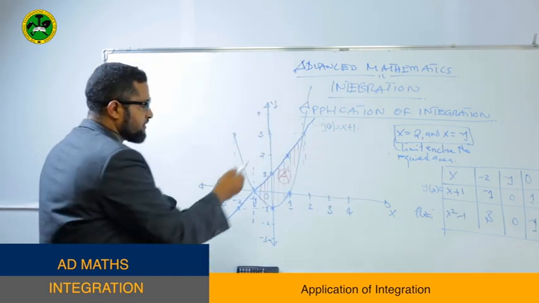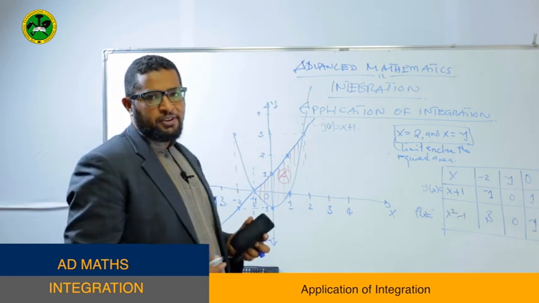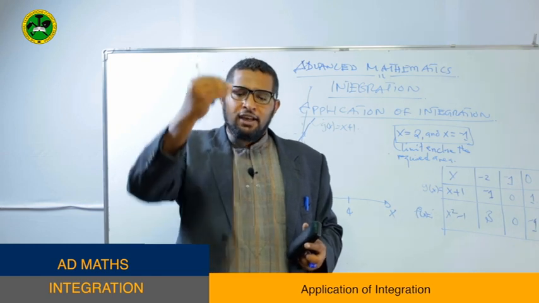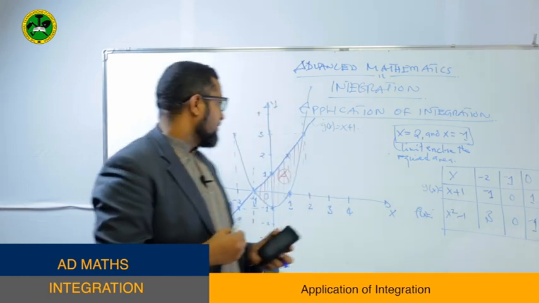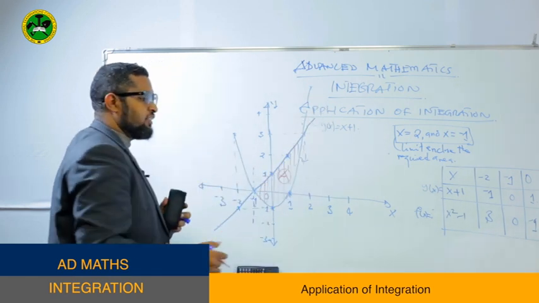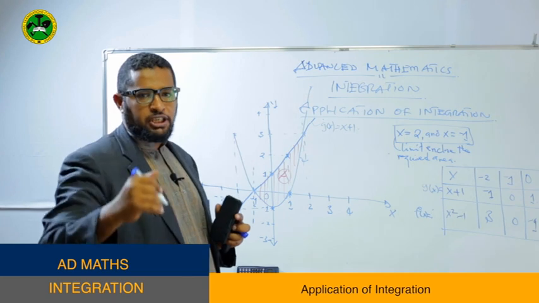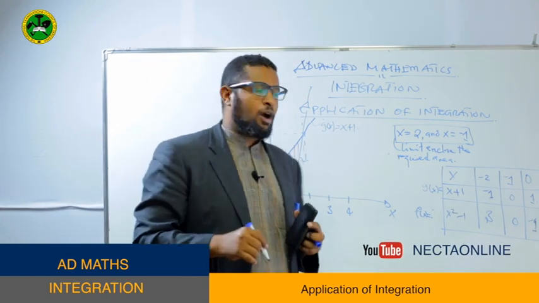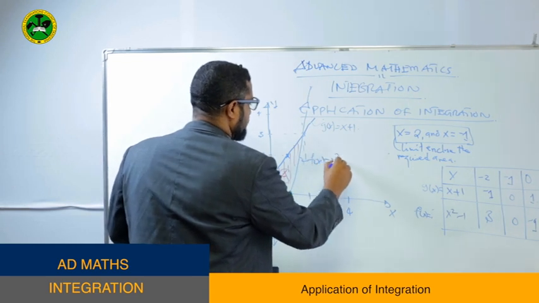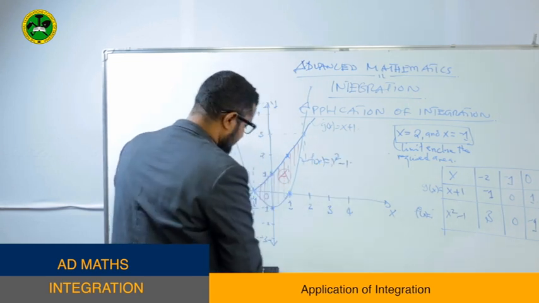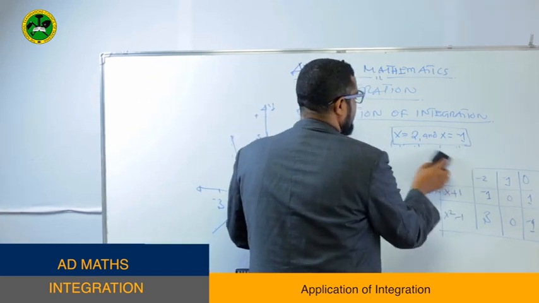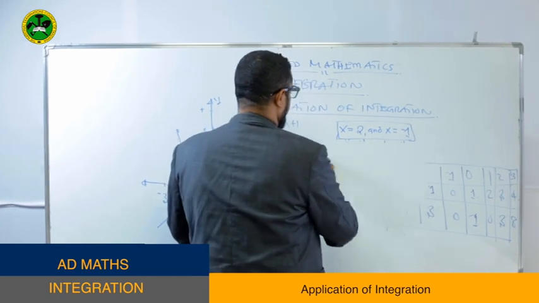Now, after sketching the graph, what next? It means now you need to observe which function is the upper one and which one is the lower one. If you look clearly here, g of x is the upper function and f of x is the lower function. So this is our f of x equal to x squared minus 1.